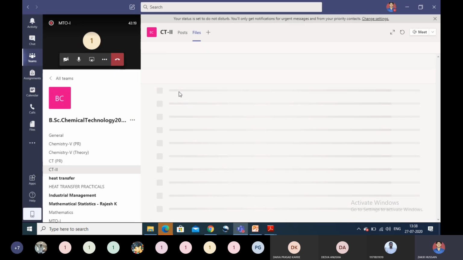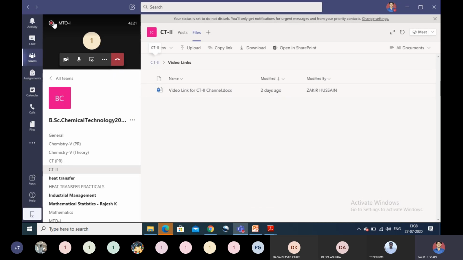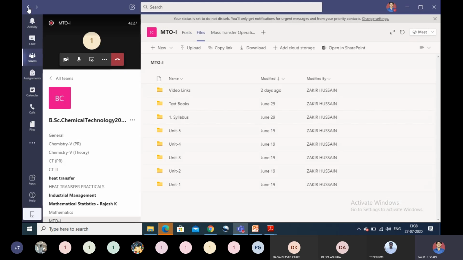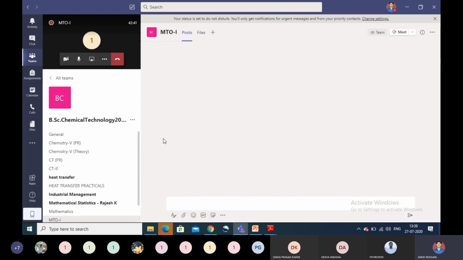In that also one Word file will be there. Same link I just copied, the other link for the CT2 channel. Okay, it is the channel in Streams. These channels here, all these channels are in the Microsoft Teams app, whereas those channels are in Microsoft Streams. Okay, that is separate for video channels. In our mass transfer operations, one file also I will upload.